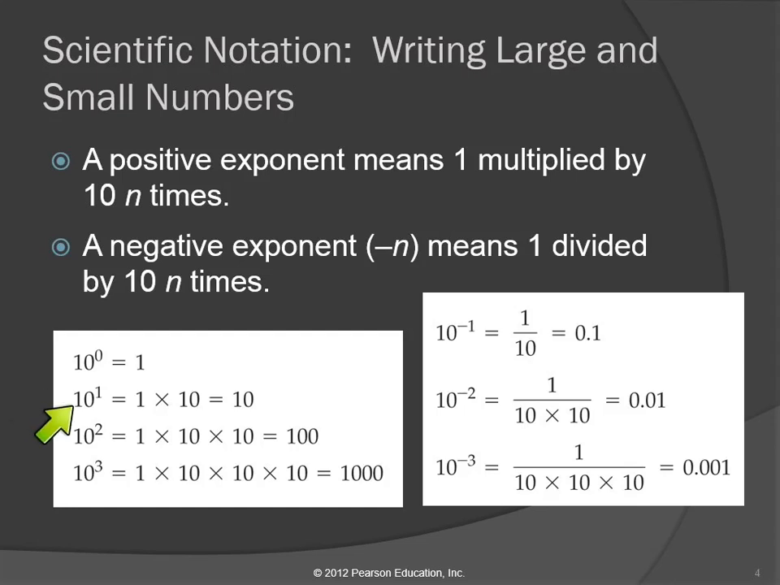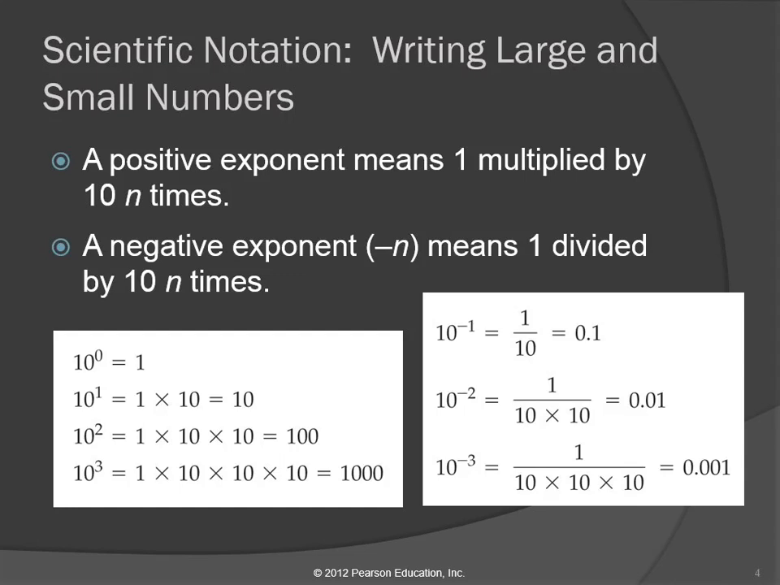10 to the 1 is just 10. 10 squared is 10 times 10. And 10 cubed is 10 times 10 times 10, 1,000. Another way to think of this is the exponent tells us the number of zeros after the 1. So 10 to the 0 is a 1 with 0 zeros. 10 to the 1 is a 1 with 1 zero. 10 to the 2 has 2 zeros. And 10 to the 3 has 3 zeros. So 10 to the 7 will have how many zeros? 7 zeros. Okay? So that part usually makes a fair amount of sense.